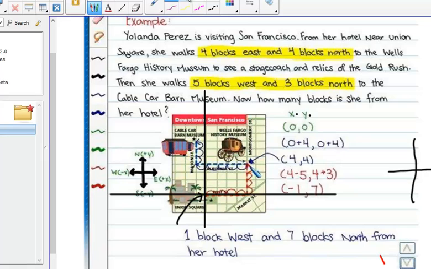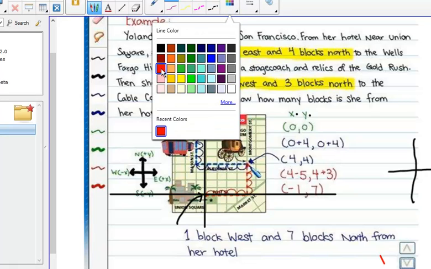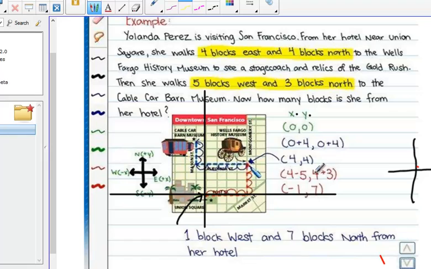I want to change colors here. Let me get a different color. There. So the first thing it says, we move 4 blocks east and 4 blocks north. And again, anytime we go this way, we're going in a positive. Well, it's east. We're going positive. Anytime we go this way, which is north, it's also positive. So we want to find our next spot. So if we go 4 blocks, we go 1, 2, 3, 4, and then up 4. 1, 2, 3, 4. So now we have this new spot right here, which is at the point 4, 4.